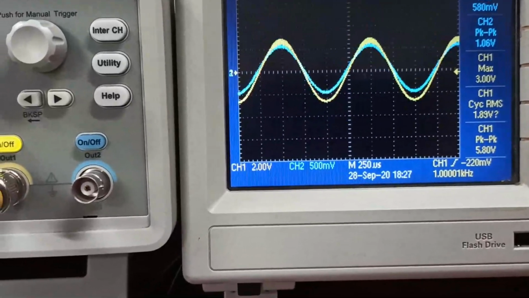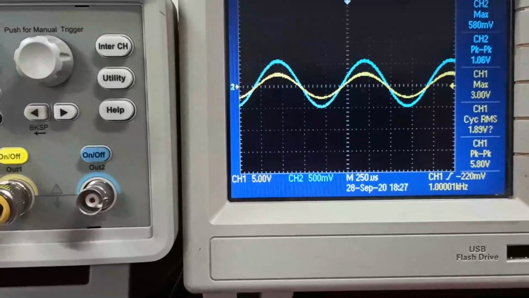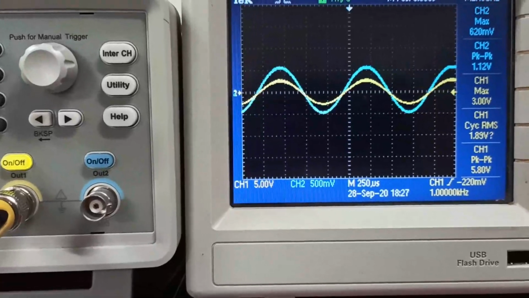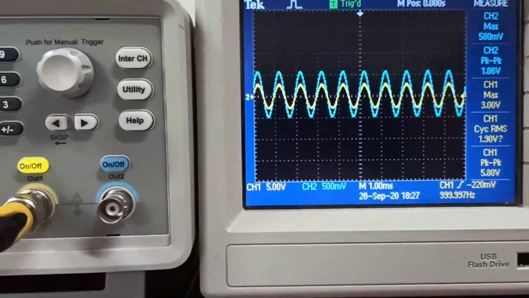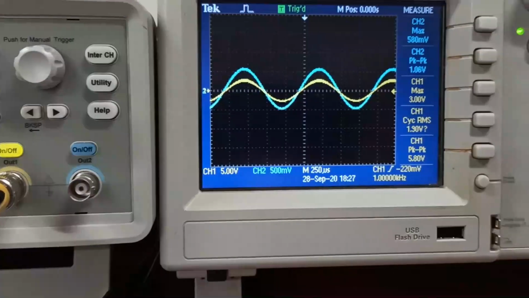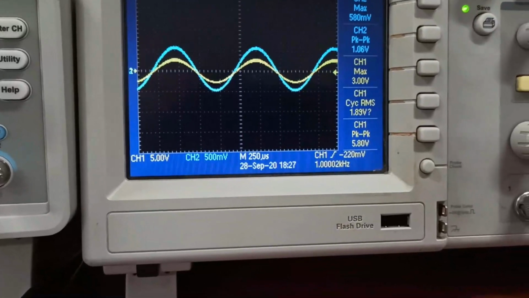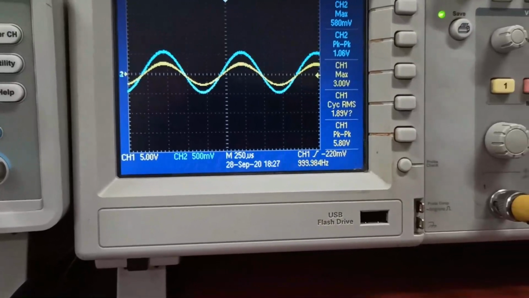So you can see very well that they are both in the same direction. The output is non-inverting. Okay, it is not getting inverted. So this is the input and output that you are getting. The output is amplified. The output is now 5.8 volts peak to peak and the input is 1 volt peak to peak.